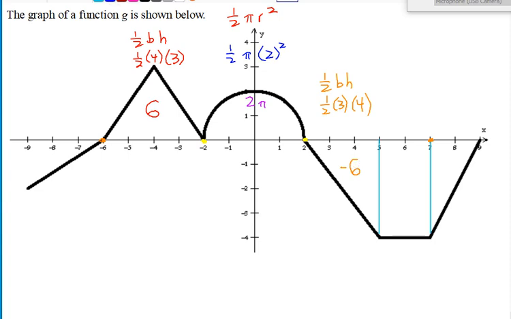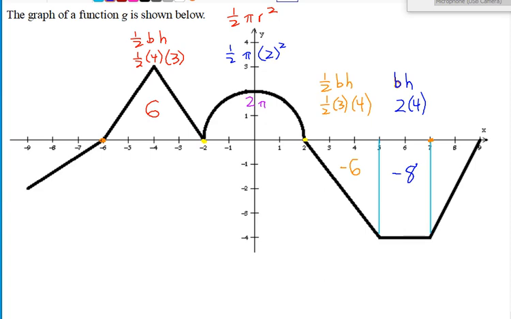And then we've just got our rectangle here, which would just be base times height, or length times width, however you want to word it. I'll just call it base times height here. So the base here, you can see from 5 to 7 is 2, and the height is 4, gives you 8. But again, it's below the x-axis, so the definite integral would give you a negative answer of -8.